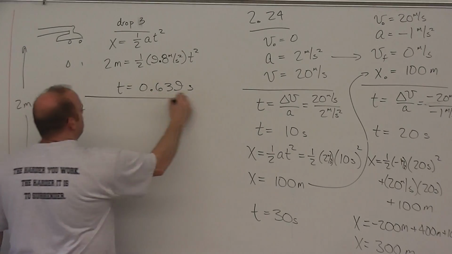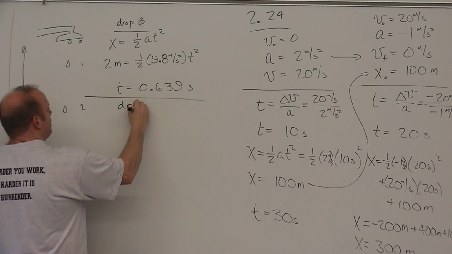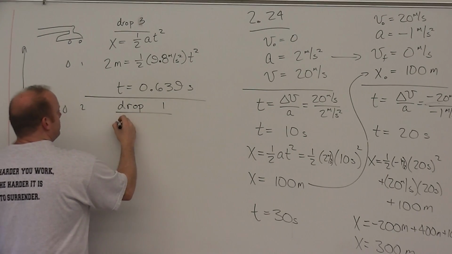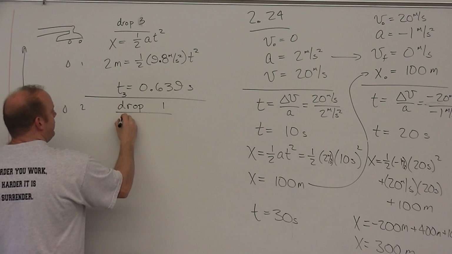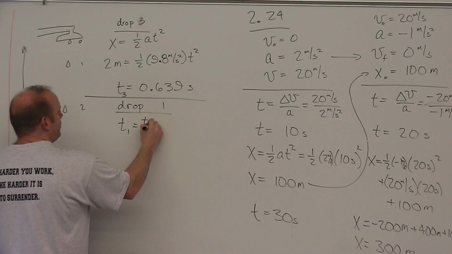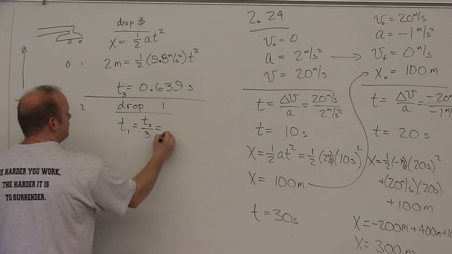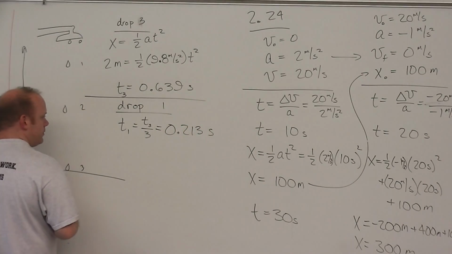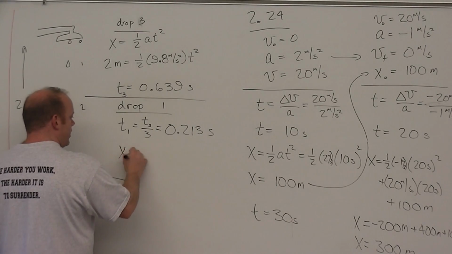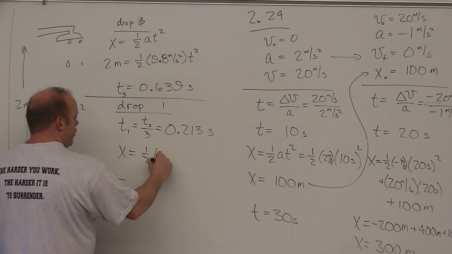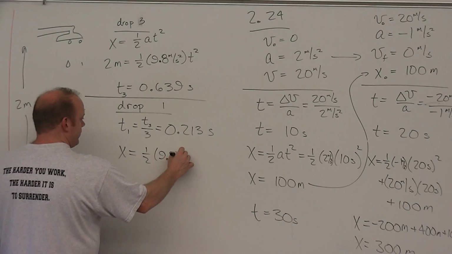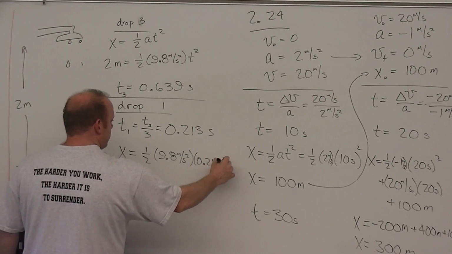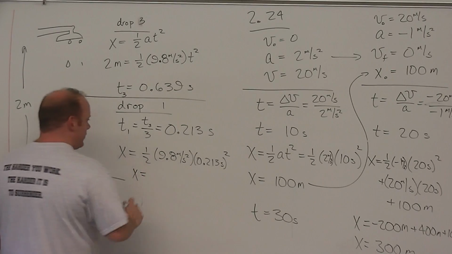So now, drop 1 is going to be 1/3 that time. So I'll call this T3. T1 is going to be T3 divided by 3. So that's 0.213 seconds. So how far has it gone? Then again, use the same equation. 1/2, 9.8 meters per second squared, 0.213 seconds, square it.